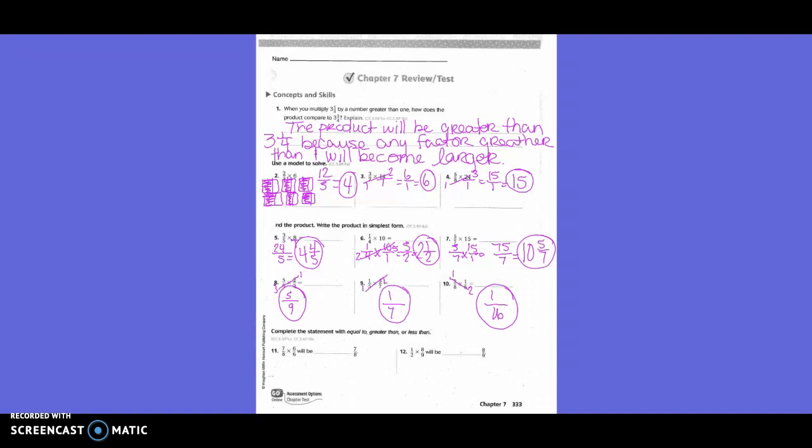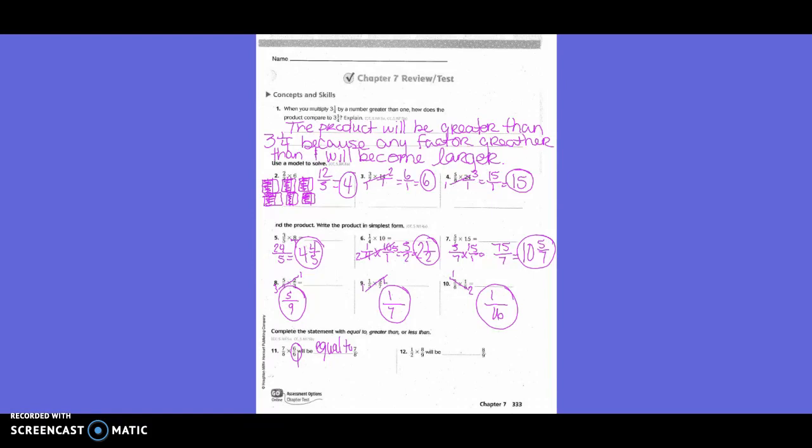Complete the statement with equal to, greater than, or less than. 7/8 times 6/6 will be something of 7/8. So what are the same things on both sides? 7/8. So we're going to be looking at 6/6, which is also equivalent to 1. So it will be equal to. Because if it's less than 1, it will be less than. If it's 1, it's equal to. If it's greater than 1, it will be greater than.